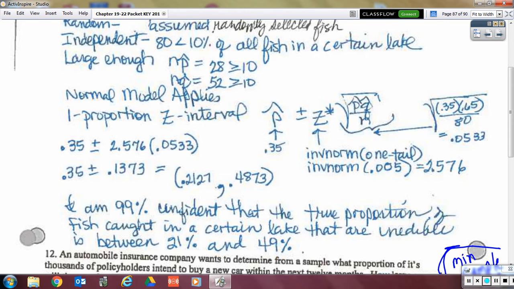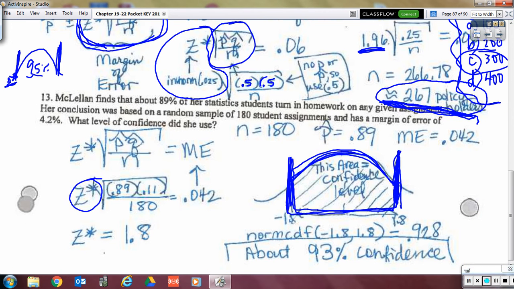Okay. So, moving on. Question number 13. Question number 13 is asking for what level of confidence. Okay, so here's the thought process I would have gone through when I see this question. Number one, I'm thinking, okay, level of confidence. Well, I'm a picture person, so level of confidence is always that part right there in the middle.